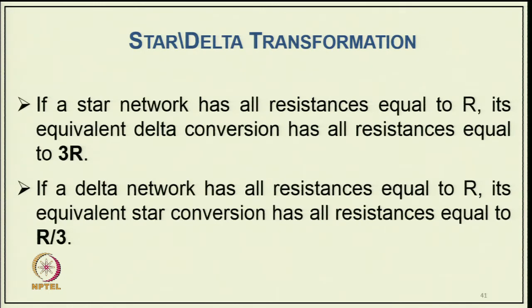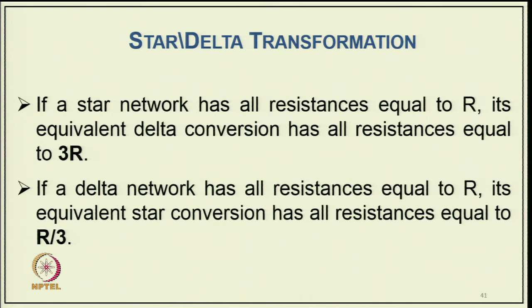Now, for this conversion, if a star network has all resistances equal to R, then its equivalent delta has all resistances equal to 3R. The element value increases when it is connected in delta, because it will experience a higher voltage. To carry the same amount of current, we have to increase the resistance three times. If a delta network has all resistances equal to R, then its equivalent star has all resistances equal to R by 3.